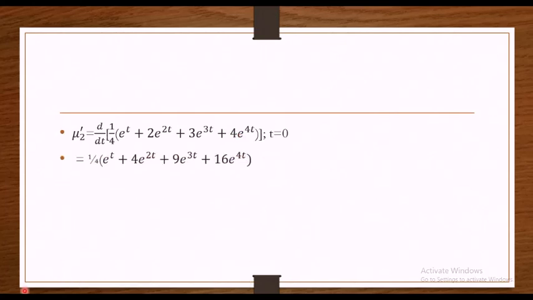Now let's have a look at what I get when I differentiate. What I get is 1 by 4 into e raised to t plus 4 e raised to 2t plus 9 e raised to 3t plus 16 e raised to 4t. Now when I put the value t equal to 0, I will get 30 divided by 4. So this is just mu2 dash. I have to find mu2. In mu2, I'm going to substitute the values that I have got for mu2 dash and mu1 dash, and after substituting, I will get mu2 as 5 by 4. I hope you have all understood the problems. Thank you.